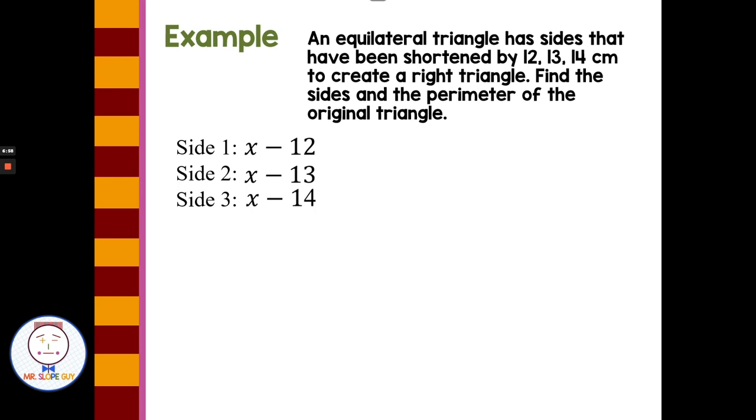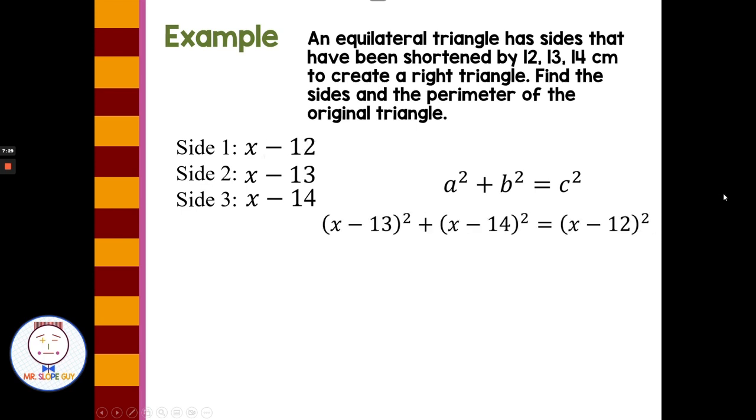So what commonly known formula do we know has to do with sides of a right triangle? Pythagorean theorem: a squared plus b squared equals c squared. So I can take each of my three sides and put them in for a, b, and c. Remember, c has to be the longest side. So which of these sides is the longest? Well, subtracting by 12 is going to make it bigger than subtracting by 13 or 14. So x minus 12 has to be the c value. So I'm going to plug those into the Pythagorean theorem.